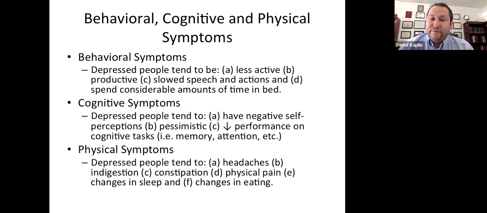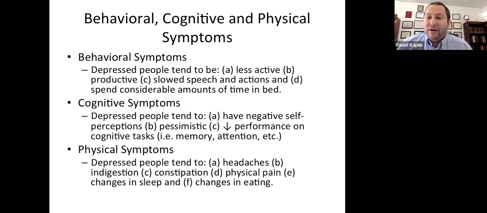And then lastly, the 5th kind or symptom of depression are physical symptoms. So people who are depressed might somatize their depression and report headaches or indigestion, constipation, physical aches and pains. They might have changes in sleep. Now, when it comes to depression, the changes in sleep can be a marked increase or a marked decrease in sleep. And then appetite and eating.